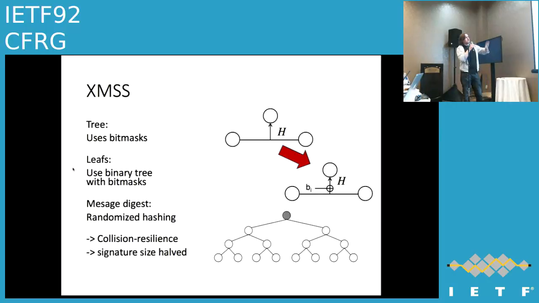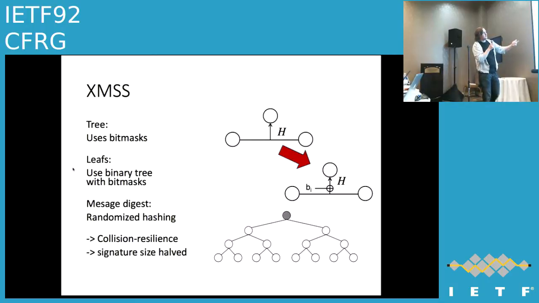So for the tree-based scheme, the difference compared to Merkle's initial scheme, so that's described in the previous draft, is that there are also bit masks used in the node computation within the tree. So there also happens an XOR before the hash function is applied. In addition, the leaves are not simply computed as a single hash of the public key, but they are computed as a binary tree with bit masks of the single public key elements.